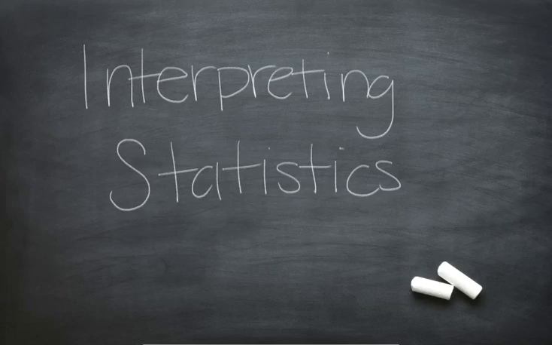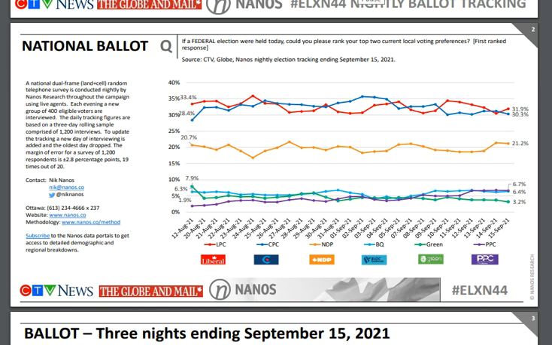Okay, so this is just a quick review of interpreting statistics. So that's looking at confidence level, confidence interval, and how we can apply that to real world numbers. Here we have an example that's ongoing right now regarding the election. And in class, we talked about how they do this.